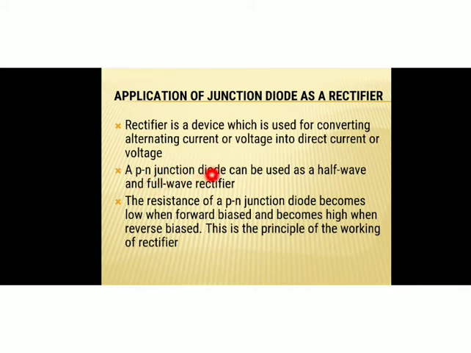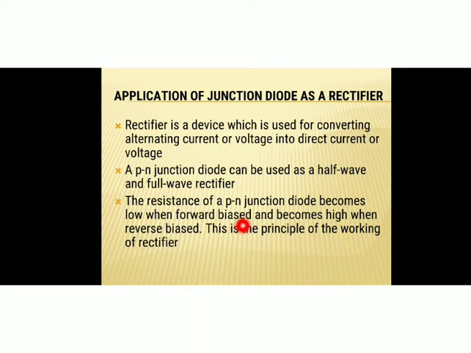A PN junction diode can be used as a half wave as well as a full wave rectifier. So there are two types of rectifiers, half wave and full wave. And what is the principle of working of a rectifier? The resistance of a PN junction diode becomes low when forward biased.